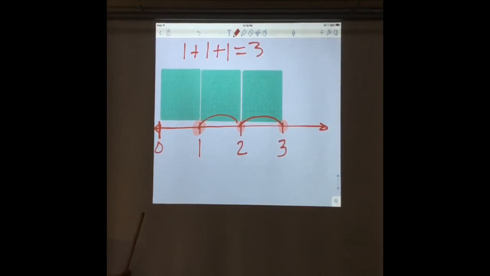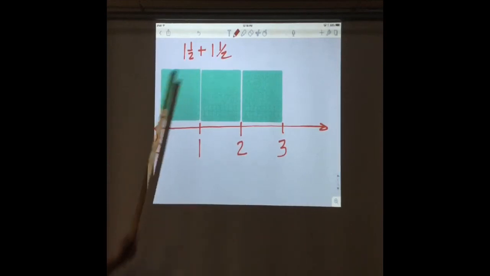So let's take it up a few notches, a few grade levels, shall we? Now what I'm going to do is get rid of some of my dots and things. Now I'm going to change it slightly. What do we do now? When I say 1/2 plus 1/2, is this an improper fraction or a mixed number?